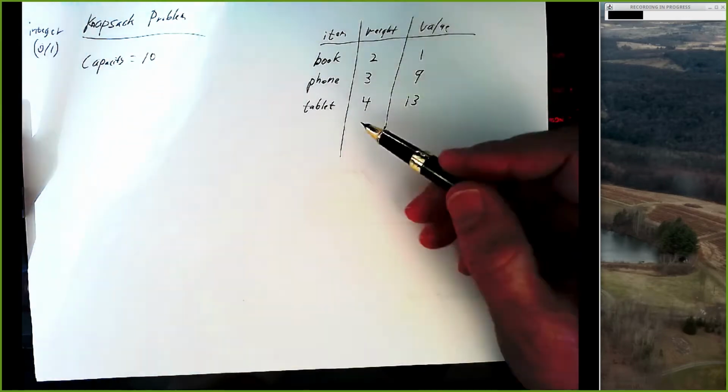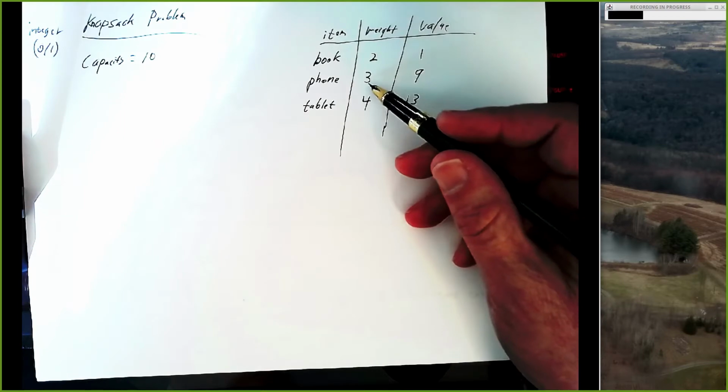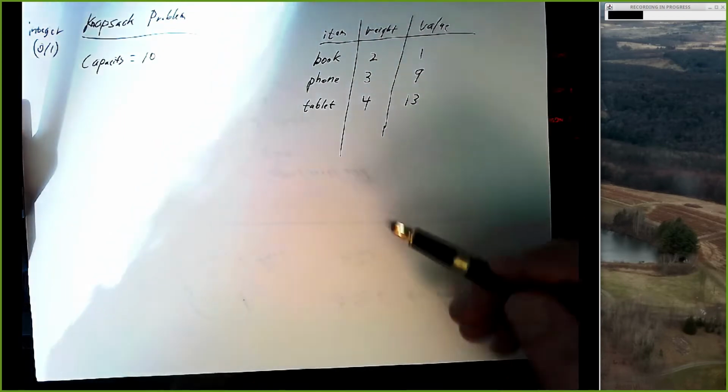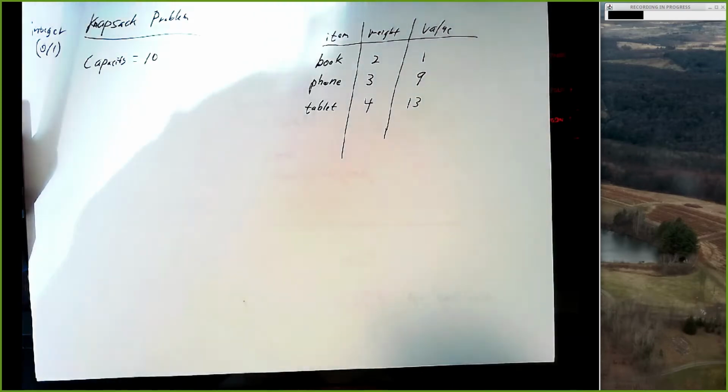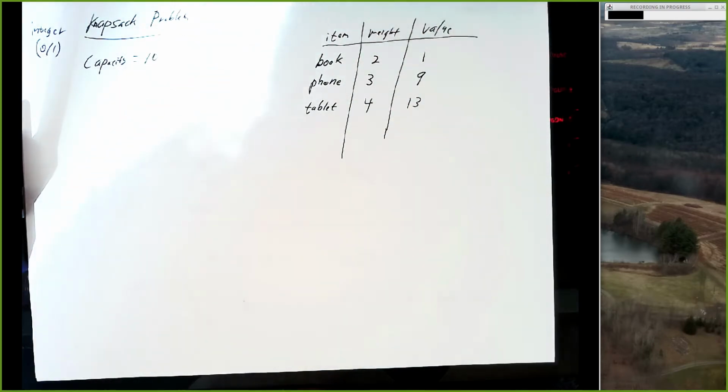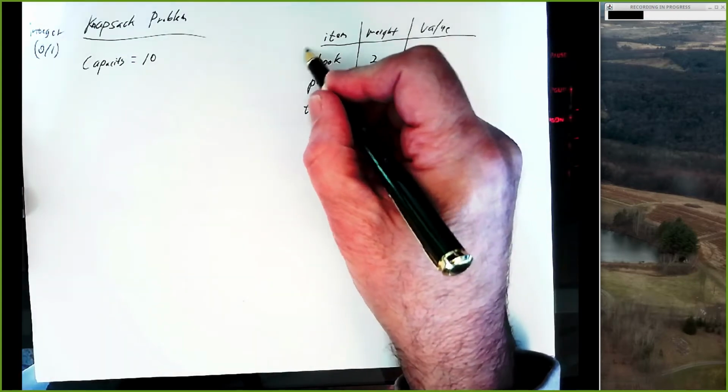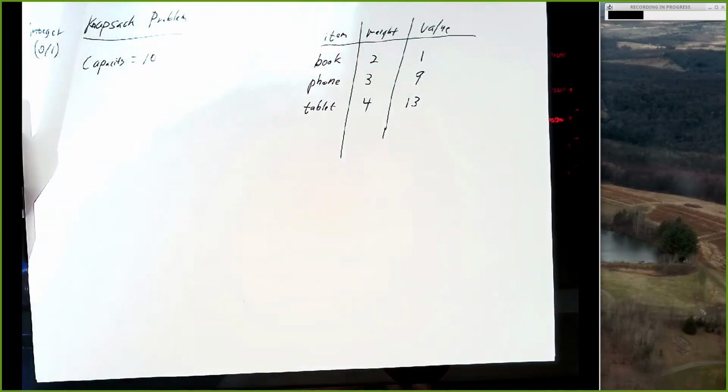So I could do 2 tablets and a book. I could do 3 phones and have a pound left over. I could do a tablet and a phone and a book. I could do a tablet and 3 books. I could do 5 books, right? There's lots of different combinations. And so the knapsack problem asks the question, what combination of these items, how many of each item, will maximize the value of what's in the bag?